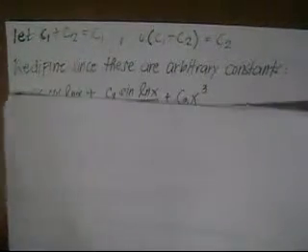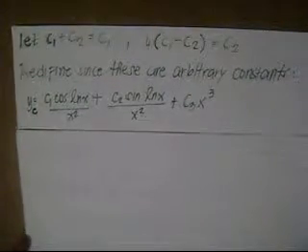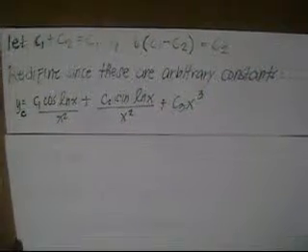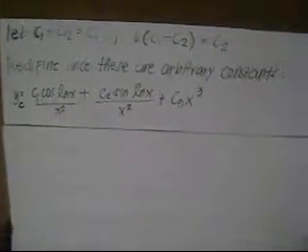Now let C1 plus C2 be equal to C1, and i(C1 minus C2) be equal to C2. Now we redefine this since these are arbitrary constants. yc is equal to C1 cos(ln x)/x squared plus C2 sin(ln x)/x squared plus C3 x cubed. Now, why is this so?